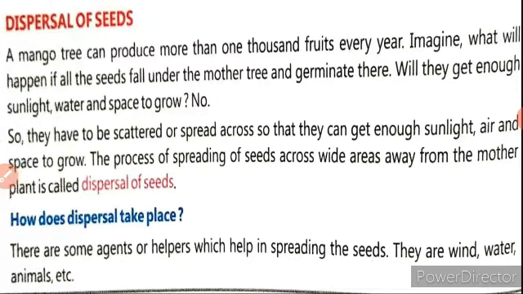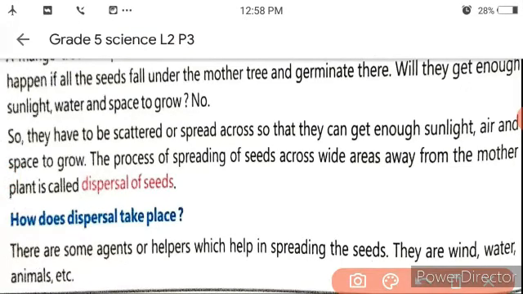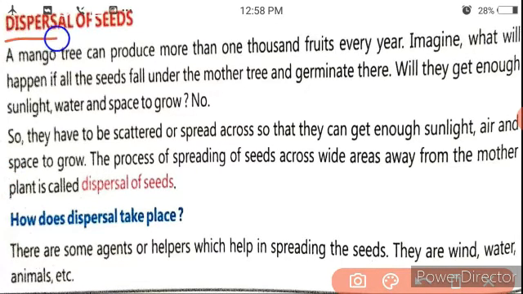Next one, dispersal of seeds. What do you mean by dispersal? Dispersal means spreading or scattering. So, spreading of seeds. Now, we are going to see the spreading of seeds. I want to give you one example. Children, consider a mango tree. This mango tree is producing more than thousands of fruits every year, isn't it?